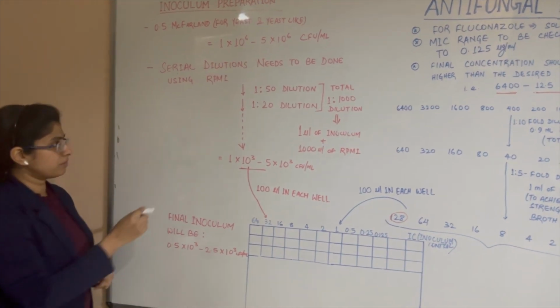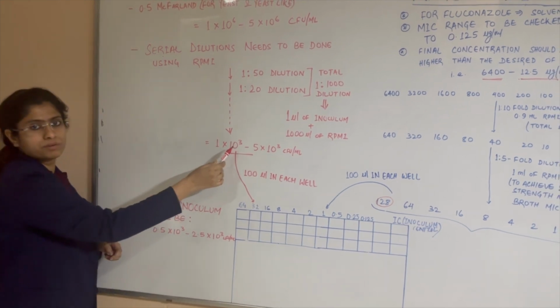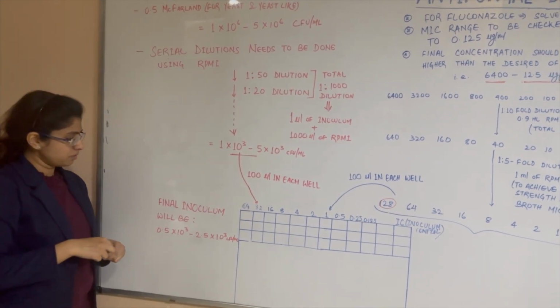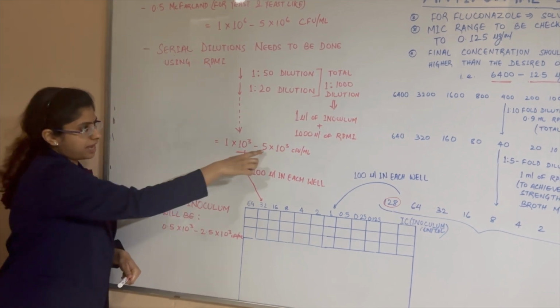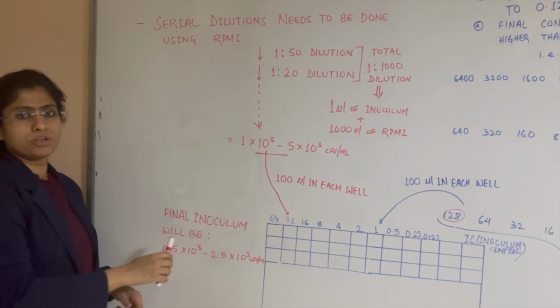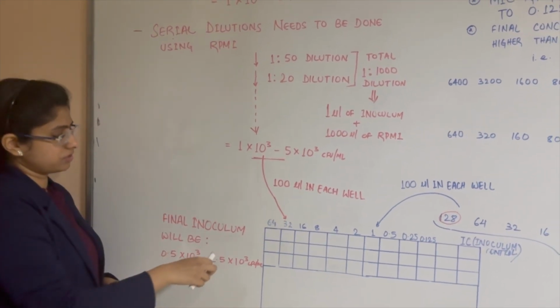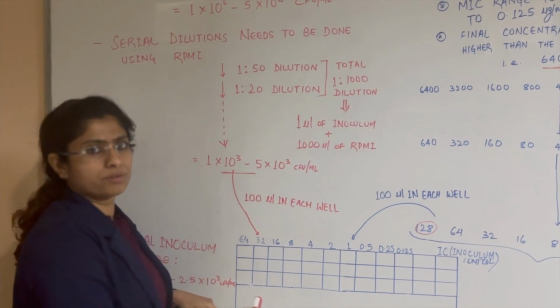The final inoculum concentration again becomes reduced to half. So here we had 1 into 10 to the power 3 to 5 into 10 to the power 3, which is reduced to 0.5 into 10 to the power 3, and 2.5 into 10 to the power 3. This is the final inoculum concentration as well as the final concentration of the antifungal. Then we will further incubate the microtiter plate.